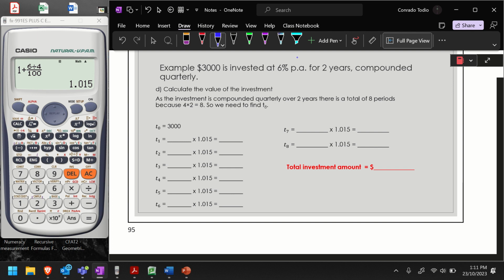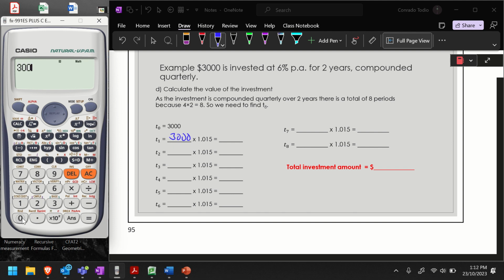Well, in 1 year, how many times are you compounding? 4, yeah? So that means in 1 year, you're given the first 4 terms already. You've got to do 8 terms, because after 2 years, technically that's the 8th term. This is where these questions get a bit tricky. All right, so T1. How do we get T1? Nice and easy. It's going to be 3,000 times, Celine said, the common ratio is 1.015.